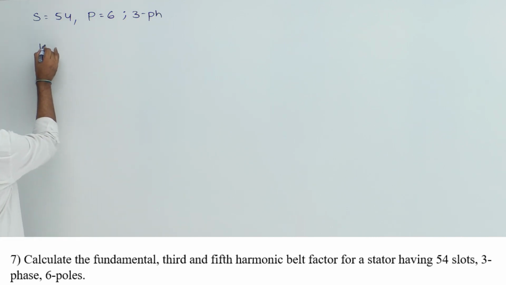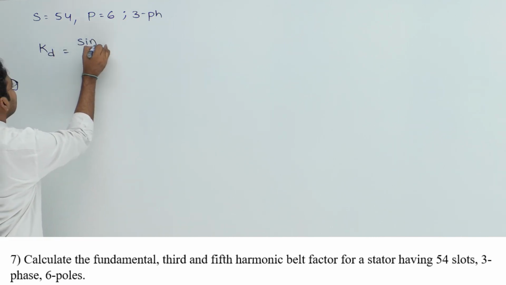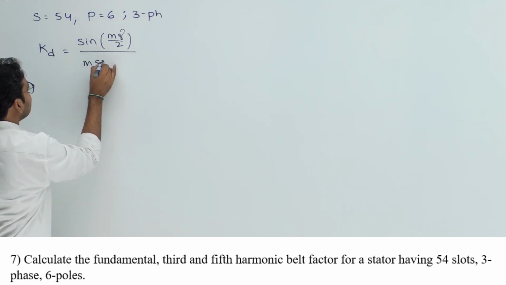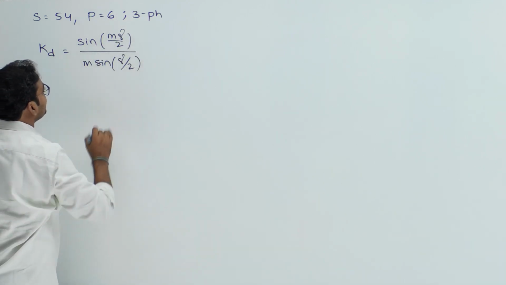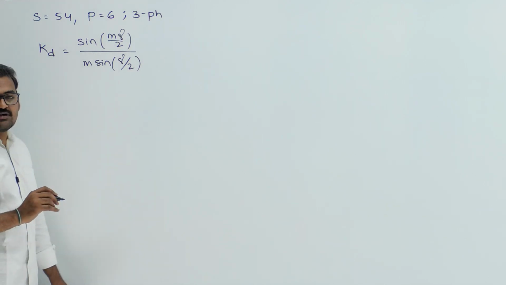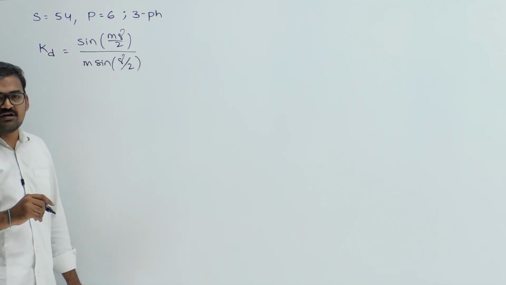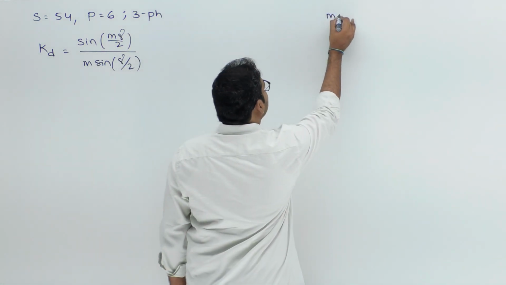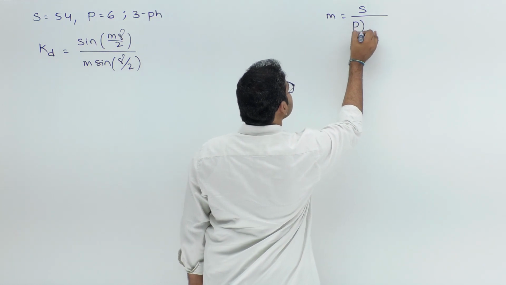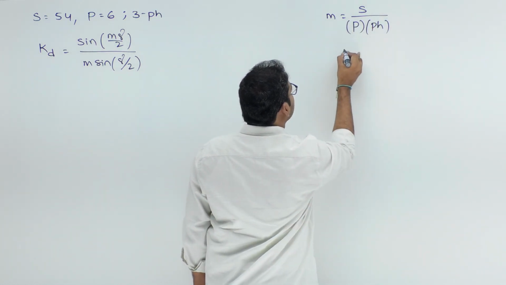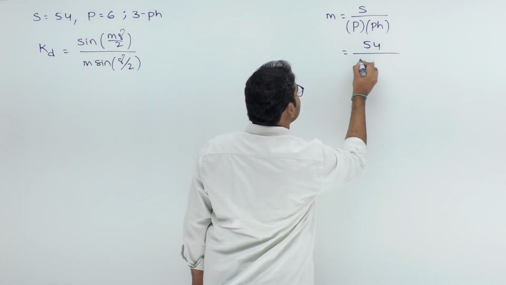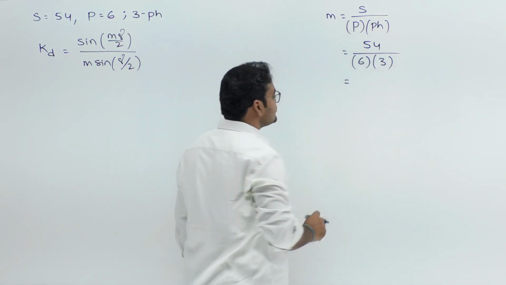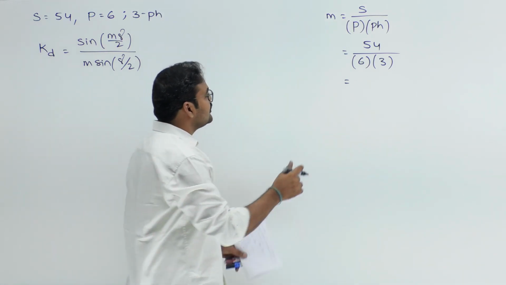What is the formula for distribution factor? We know it is sin m gamma by 2 divided by m sin gamma by 2. So to calculate the distribution factor, we need the m value and the gamma value. Let us calculate both of them first. What is meant by m? m is equal to slots per pole per phase. Here 54 slots are there, and 6 poles and 3 phases are available. So you will get m value equal to 3.